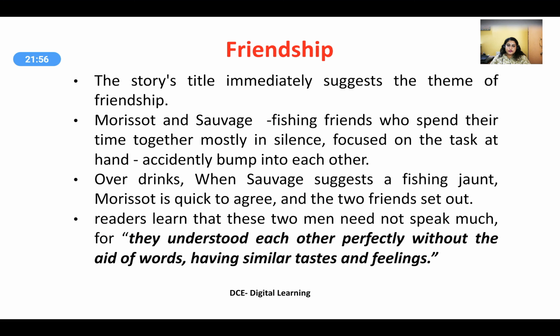Over drinks, when Sauvage suggests a fishing jaunt, Morisot is quick to agree and the two friends set out. It is as if both friends have a similar wavelength. The readers learn that these two men need not speak much, for they understood each other perfectly without the aid of words, having similar tastes and feelings. This can also be seen at the end of the story when both refuse to divulge the password and just stand there, loyal and brave towards their country.